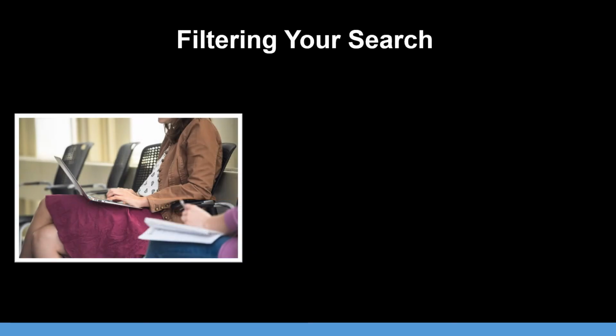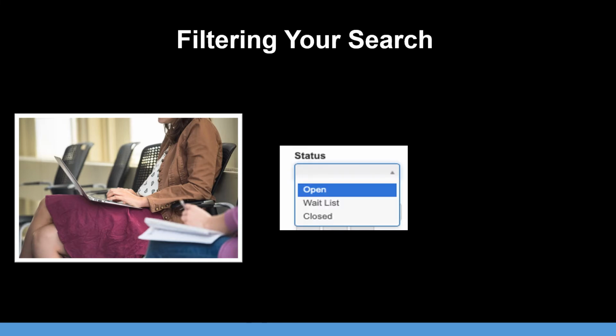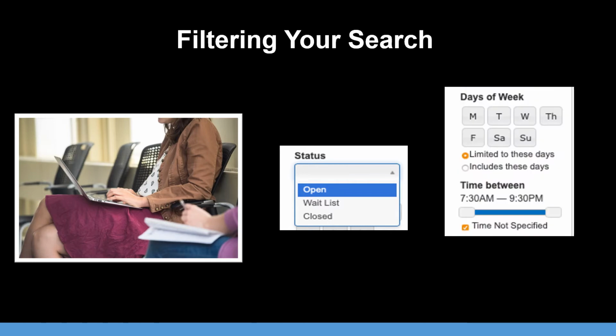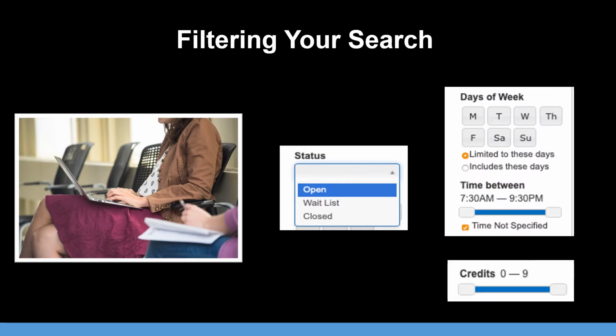You can further narrow down your search results by using the filters located on the left sidebar of the Search Results page in SIS. You can filter by class status, open, waitlisted, or closed, days of the week and time, or credits.